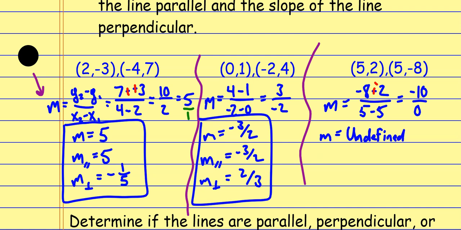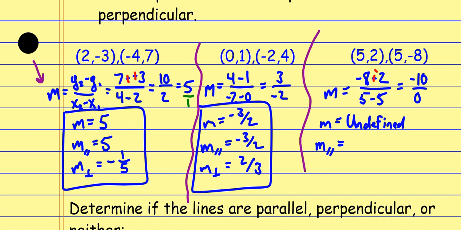But now the same rule applies if we're talking about the parallel line, the slopes are the same. So if the original slope was undefined, well then guess what? My parallel line, the slope is also undefined. The place this becomes a little bit tricky is when we're talking about the perpendicular line.